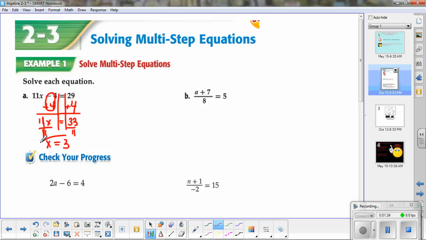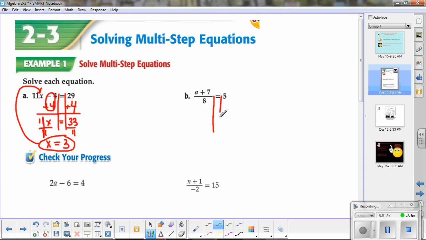Now remember, with equation solving, you can always check your answer by plugging it back into the problem. 11 times 3 is 33. 33 take away 4 is 29, so we know we have the correct answer. The next example is a little bit different, and sometimes students have a little bit of trouble with this one, so watch carefully.